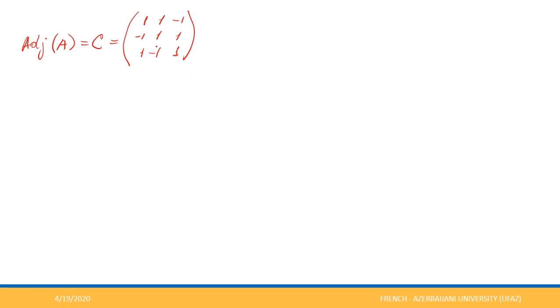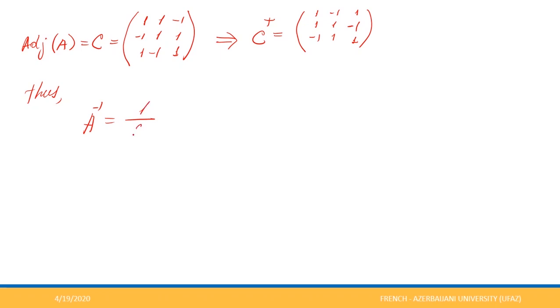Then we find the transpose of C. The transpose of C will be this: 1, 1, minus 1, minus 1, 1, 1, 1, minus 1, and 1. From here, the inverse of A will be 1 over 2 times the matrix of 1, minus 1, 1, 1, 1, minus 1, minus 1, 1, and 1. That's all.